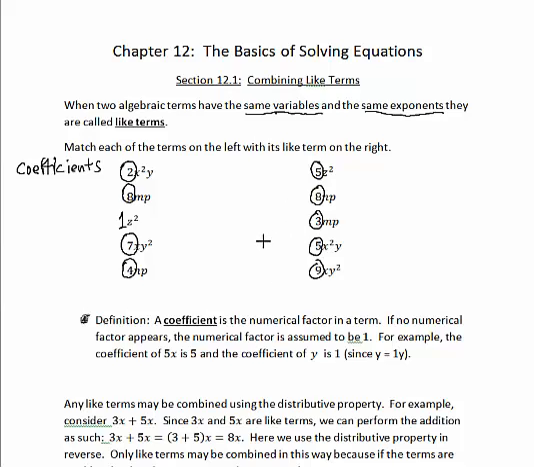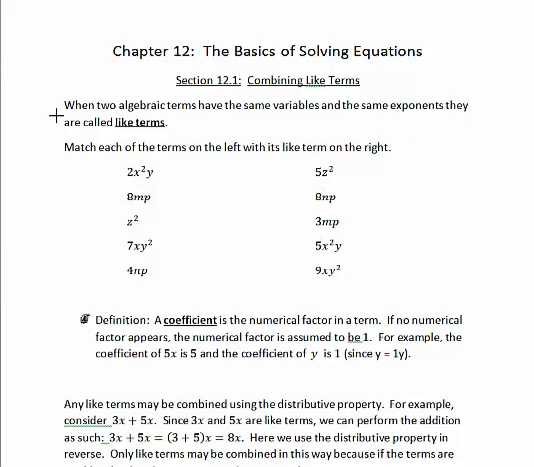Like terms do not depend on the coefficients. So we don't even consider these numbers that I just circled. So let's match the like terms.